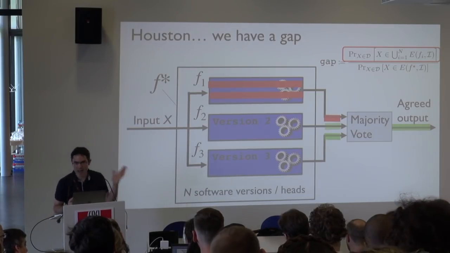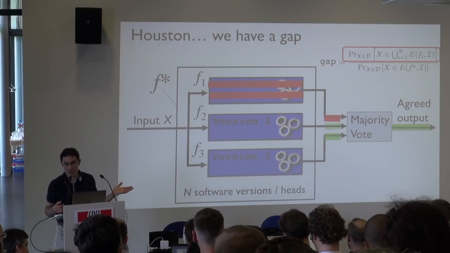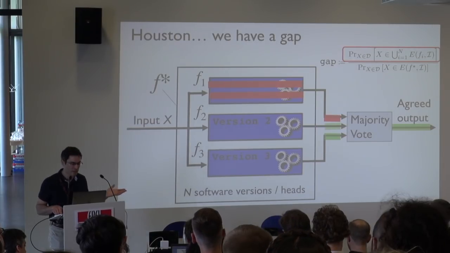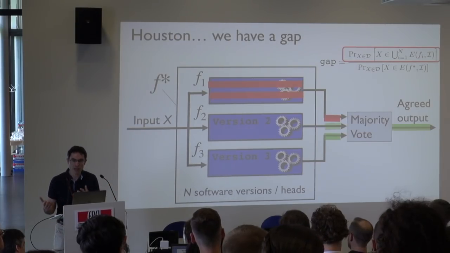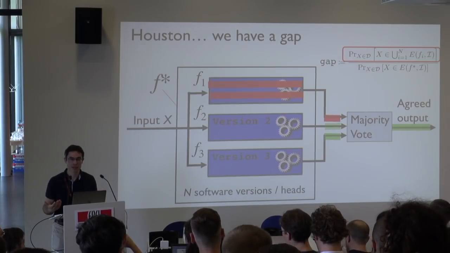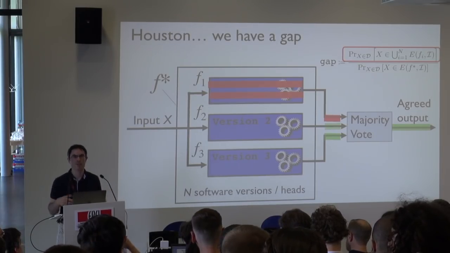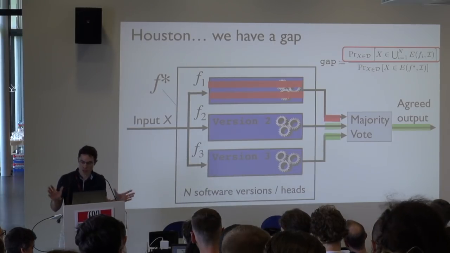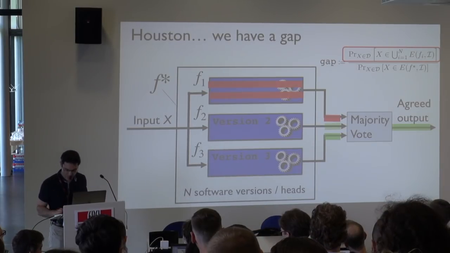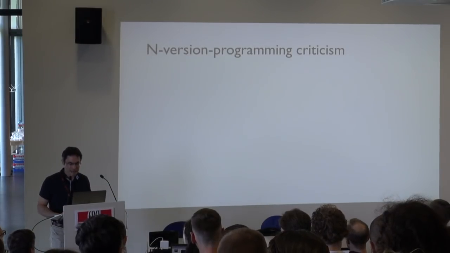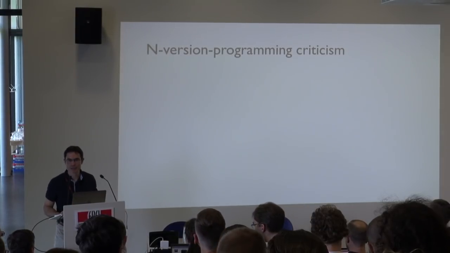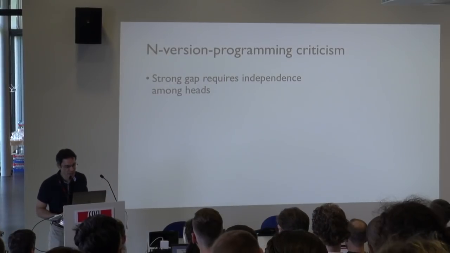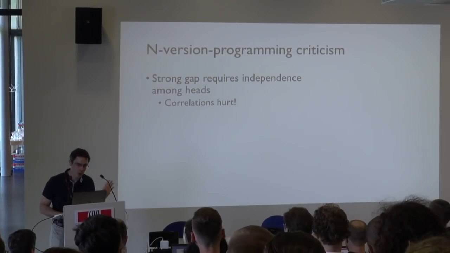And in that sense, it's boosting the exploit gap for the meta program. Well, the fact that one head has this bug, produces an incorrect output for input x, and the others don't, means that there's some independence among heads. So independence among heads is good. It boosts the exploit gap. Well, this all sounds well and good. As I said, n-version programming is a very simple and elegant idea. But unfortunately, it didn't really seem to pan out in the 80s. As I said, to get a strong gap, you need independence among heads, or to put it another way, correlations hurt.